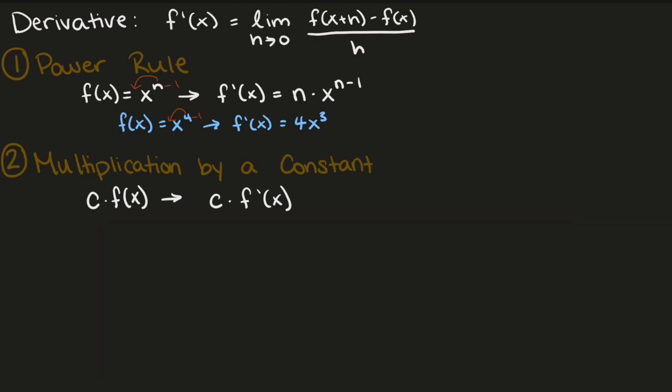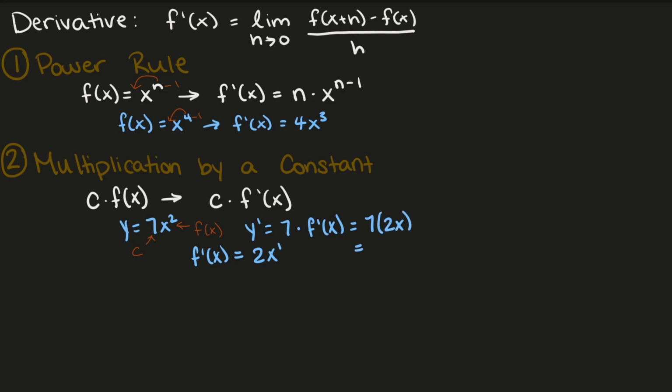So for example, if we have y equals 7x squared, then our x squared is our f of x, and our 7 is our constant. This means we can say y prime is equal to 7 times f prime x, and f prime x, we just learned from the power rule, will be 2x to the 1 power. So our y prime is equal to 7 times 2x, or 14x.